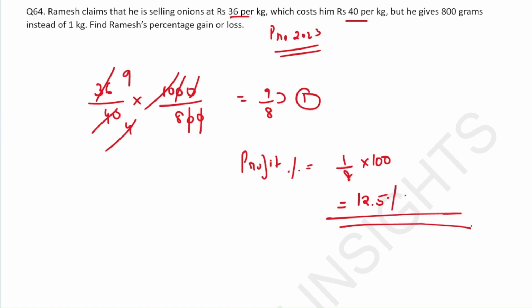So this is how you solve this type of problems. You first have to understand the language of the question, okay? Whether the shopkeeper or the dealer is getting a loss or profit. And always read the question from the shopkeeper or dealer's perspective.